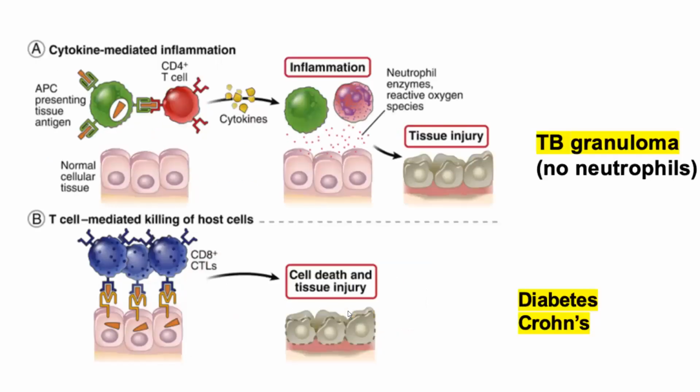Okay, so when we think about different examples, an example of a CD4 mediated response would be a granuloma in tuberculosis, and we're going to talk about that on the next slide. So it's a CD4 mediated type 4 hypersensitivity. And then examples of CD8 mediated would be like diabetes and then Crohn's disease. Crohn's disease is really nasty. We're learning about it in GI right now, but you get a bunch of damage in your GI tract, and it's mediated by CD8 T cells mostly.